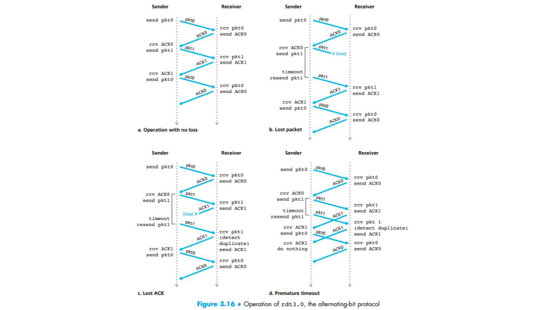And the last one is operation of RDT 3.0 with premature timeout. In this particular case, you send a packet 0. In response to this packet, the receiver sends an acknowledgement. But unfortunately, the acknowledgement gets delayed. So what is happening in this scenario? You are timed out even before the reception of the acknowledgement. So you have to retransmit the same particular packet again.